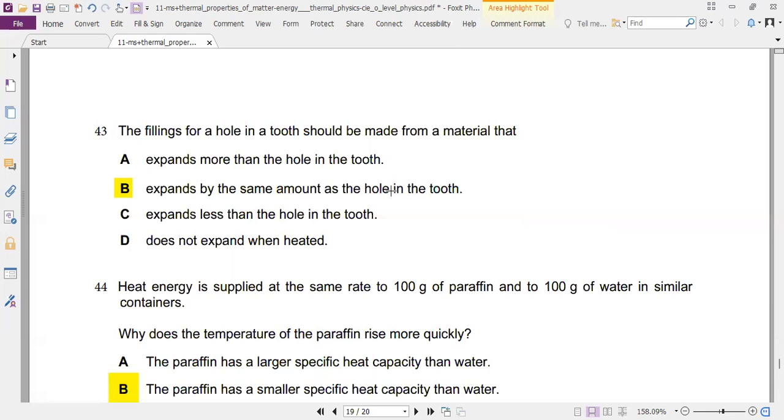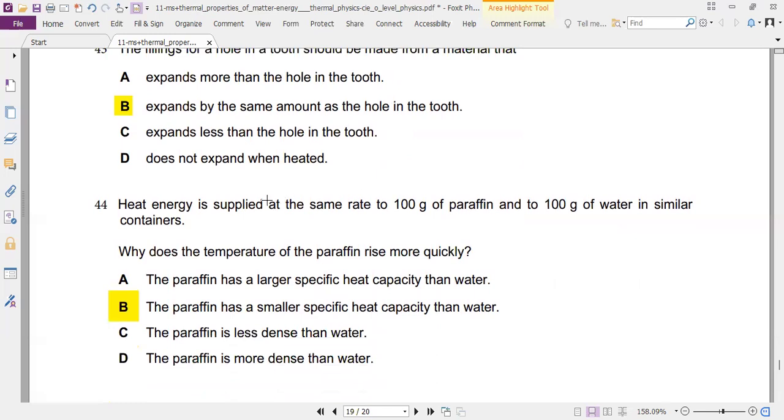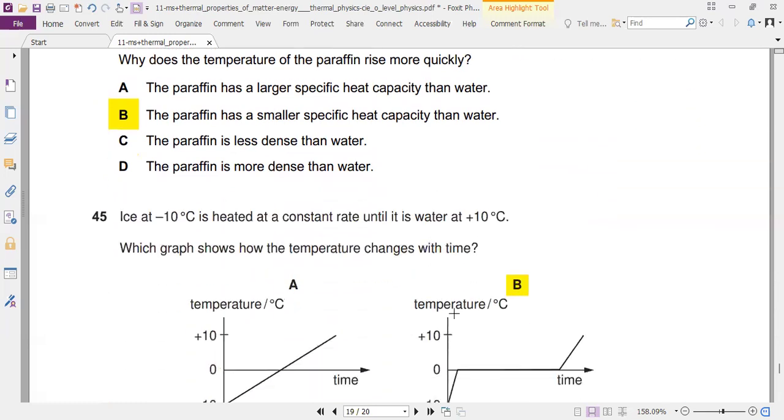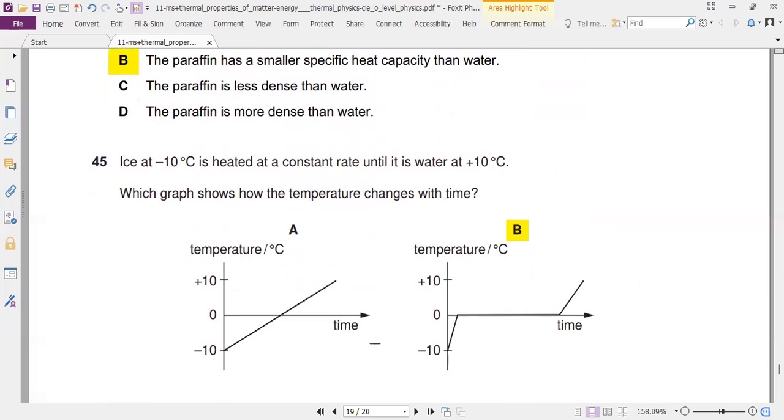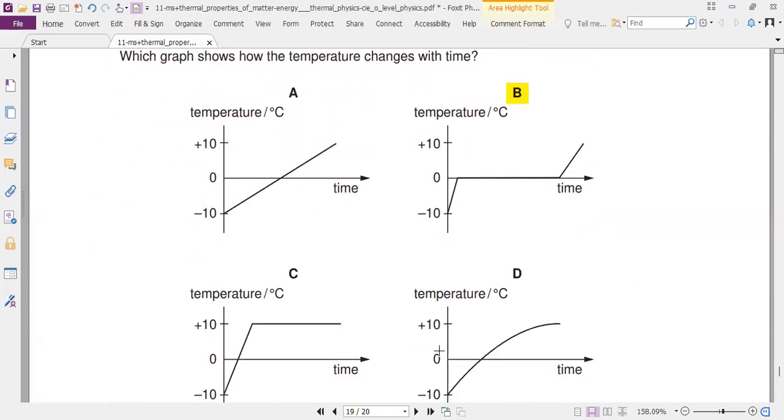Repeat question. The temperature of paraffin rises because it has smaller specific heat capacity. And here, again, the same question with a different curve. So it will be from -10 to 10. Others are discussed previously.